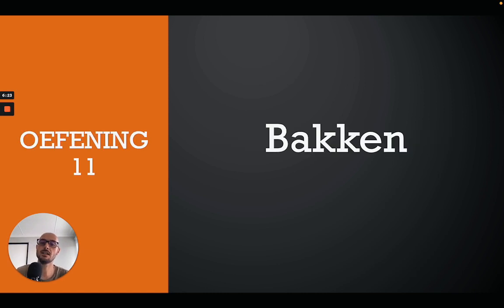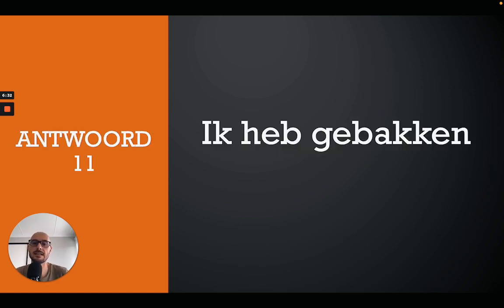Okay, oefening 11. To bake is bakken in Dutch. So how would you say I have baked? I've baked the cake, for instance. Well, let's check it out. And that would be gebakken. Ik heb gebakken. I've baked the cake is ik heb een cake gebakken, for instance.